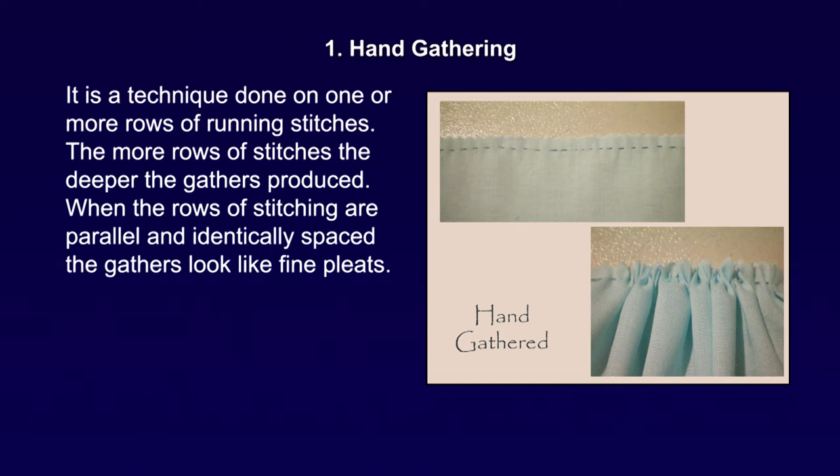What we see here is an image of a handmade gather. It is a technique done on one or more rows of running stitches. The more rows of stitches, the deeper the gathers produced. When the rows of stitching are parallel and identically spaced, the gathers look like fine pleats.